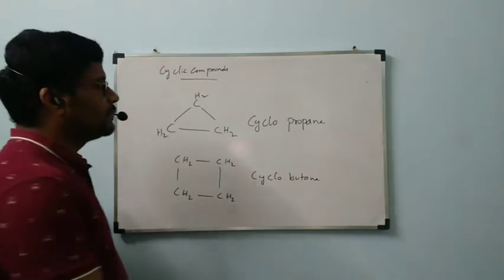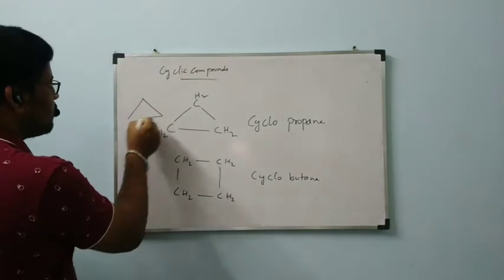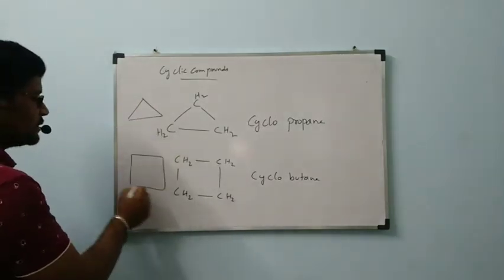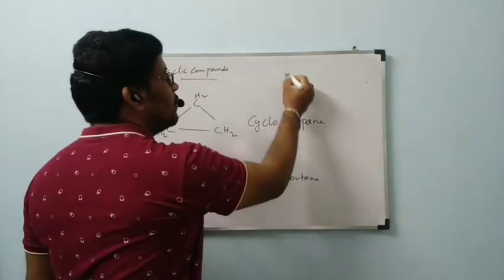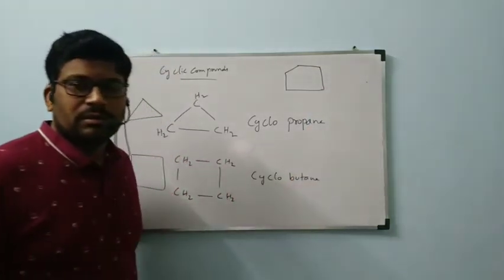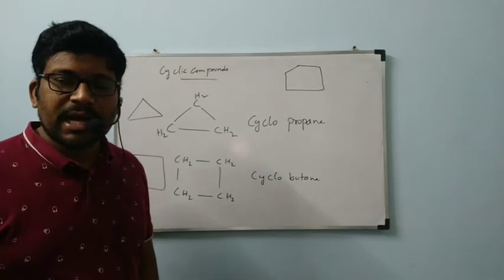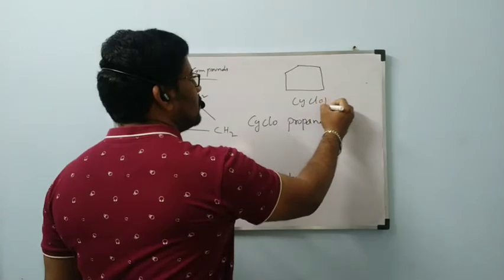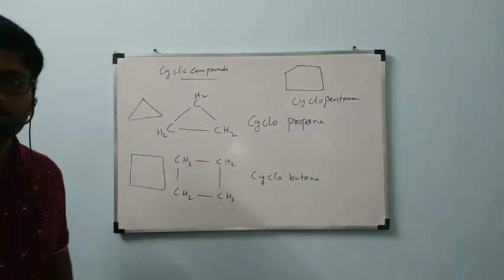Next, bond line representation is easy. This is bond line representation. Next, this cyclic compound contains how many carbons? 5 carbons. 5 carbons means root word pent. Cyclopentane.